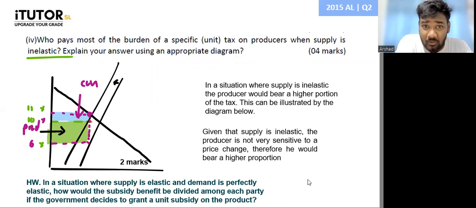Now the government comes and says, Arshad, look here, for every student that you are teaching, I am going to put a 2,000 rupee tax on you. Now, let's say that the demand for these fast track classes is inelastic. That means even if I increase the price, you will still come for the class because A levels is also nearing. You have no other option.